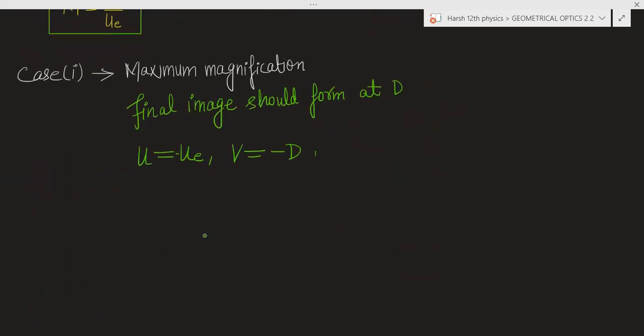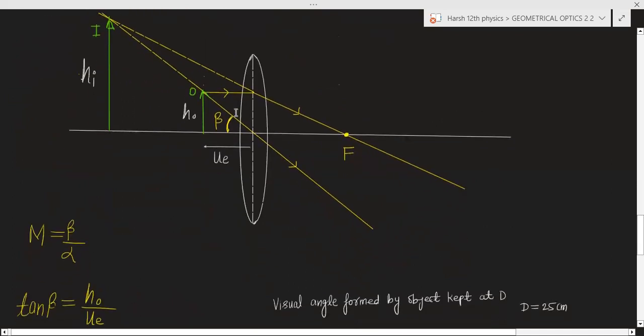Now F is the focal length. F is the focal length of the convex lens.